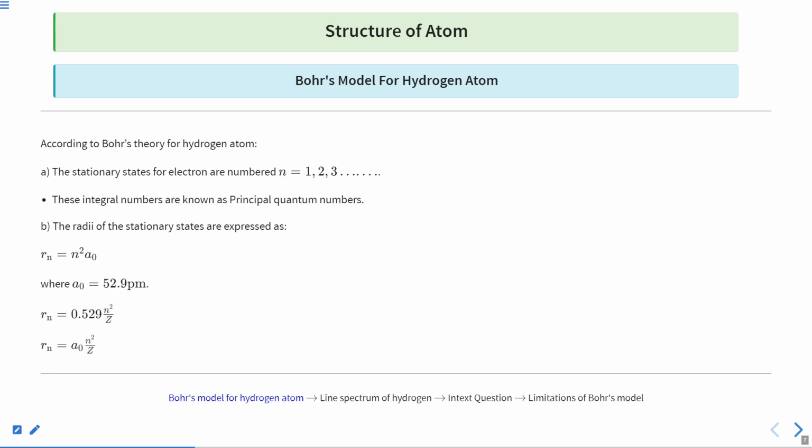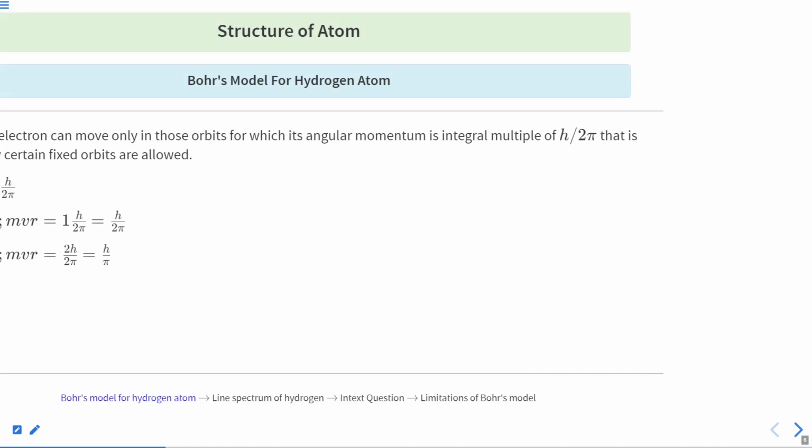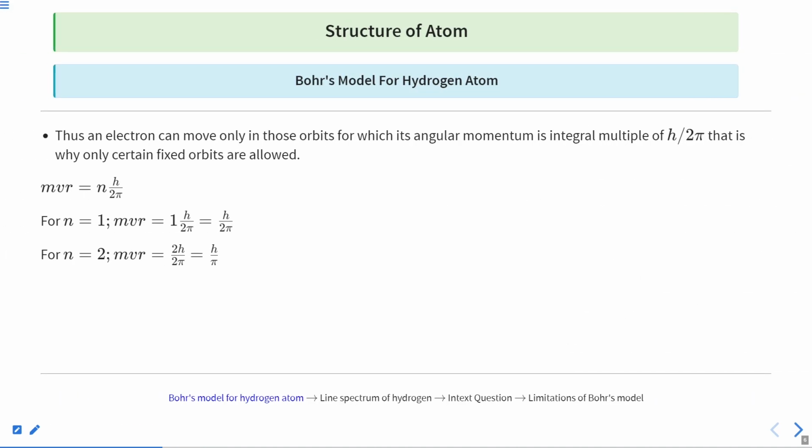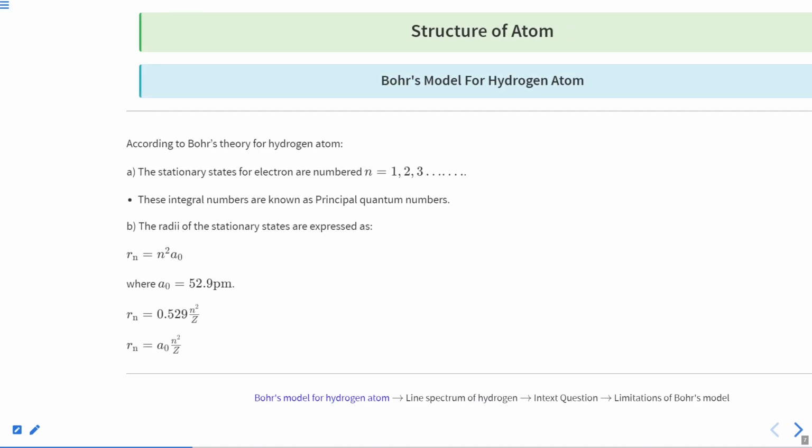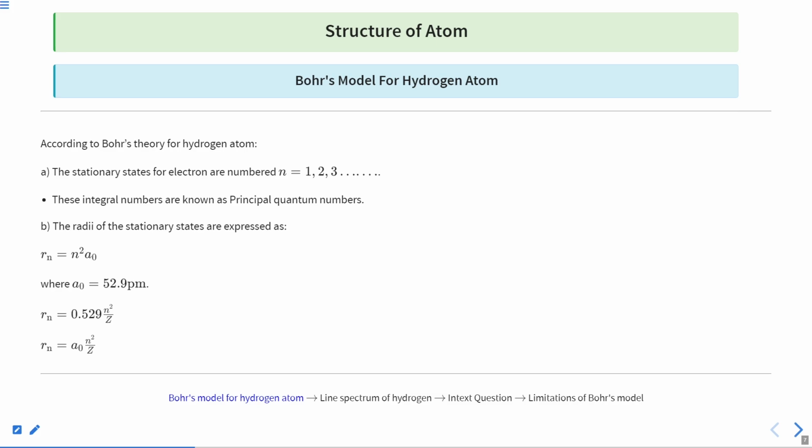This n value, 1, 2, 3, 4, is called the principal quantum number: first shell, second shell, third shell, fourth shell. All this comes from the same n value that we saw earlier, where we took n as 1 and as 2. So, coming back to the formulas, these are very, very important.